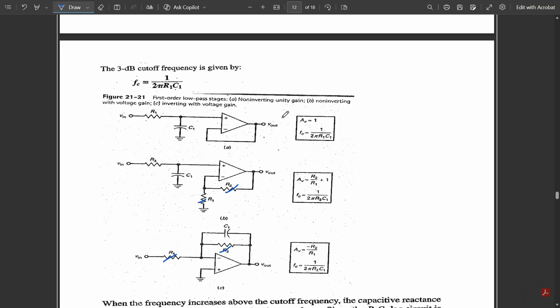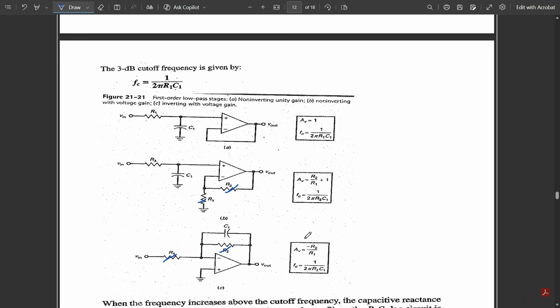For the first stage, this is for the unity gain. Here the value of voltage gain is 1, and the cutoff frequency is given by 1 by 2 pi R1 C1, because we are using R1 and C1. And here in this case the voltage gain is R2 by R1 plus 1, and the cutoff frequency is 1 by 2 pi R3 C1.